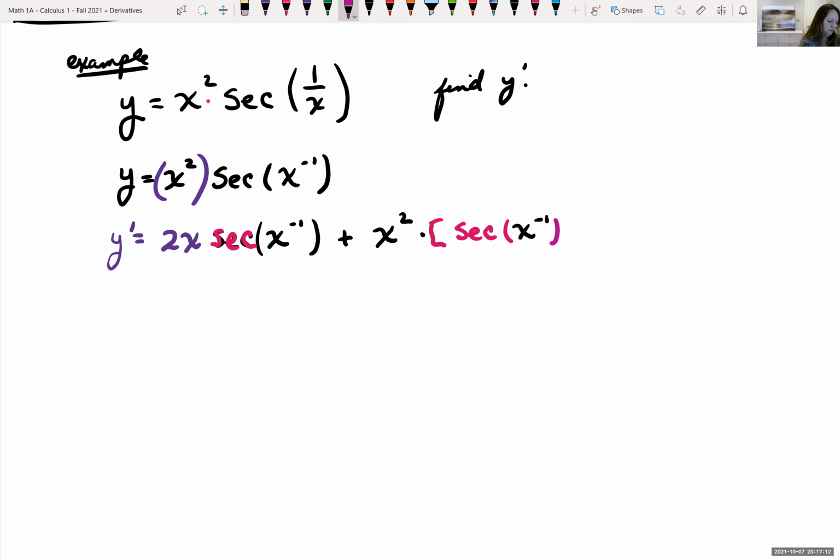Times tangent of our inside function, which is x to the negative 1, times the derivative of our inside function. So the derivative of this inside function, x to the negative 1, using the general power rule, if we bring down negative 1 and subtract 1 from our exponent, we get negative 1 x to the negative 2 power.